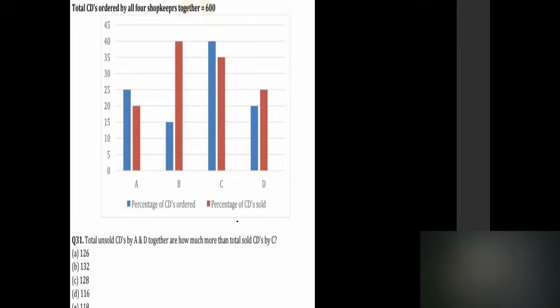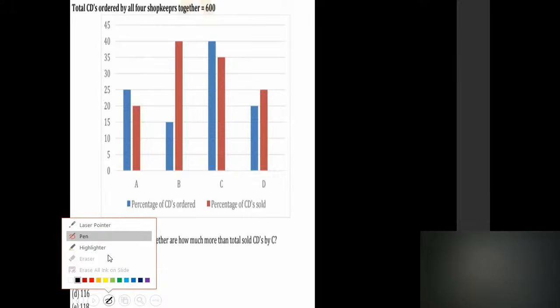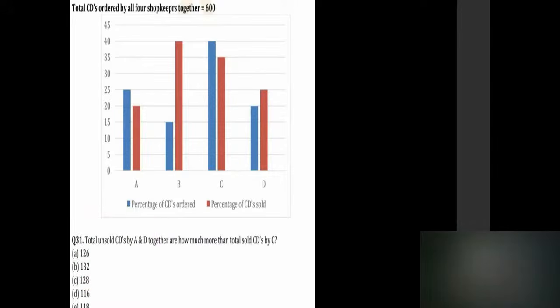Okay, total 600 CDs are ordered by 4 shopkeepers. In our previous question we had days. In the present question we have the total number of shopkeepers and also the total number of CDs ordered. So let us check how to do it. First, let us go with the table.